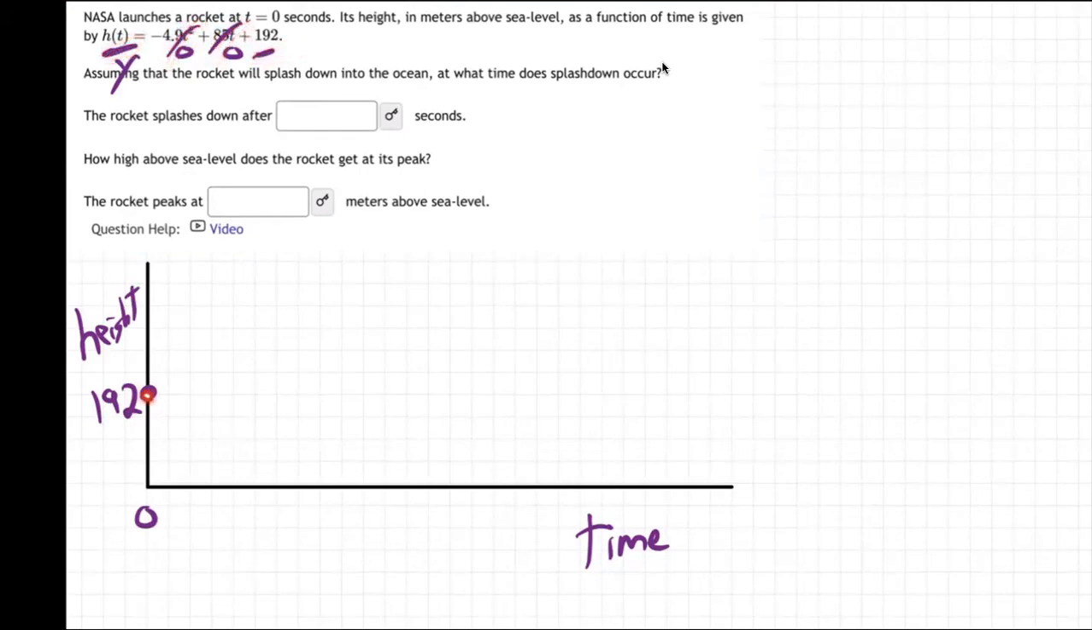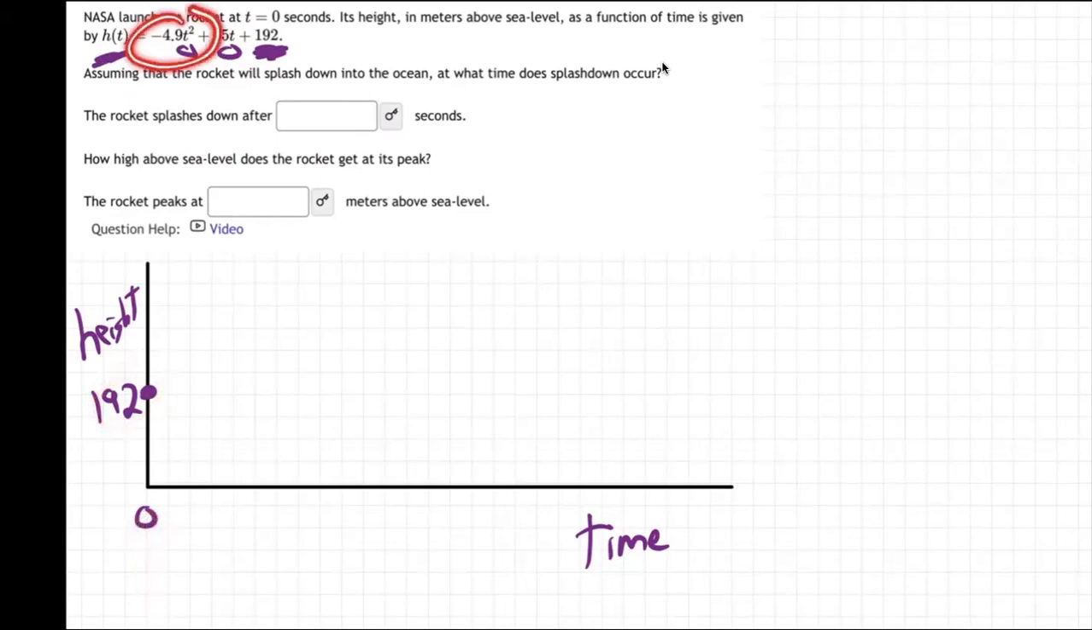That means they started the rocket, they launched it from a height of 192 feet, like up on a podium or up on a hill or something like that. They launched the rocket at 192. This is the initial height. When time is 0, h will just equal 192. So right here, when time is 0, you start at 192.